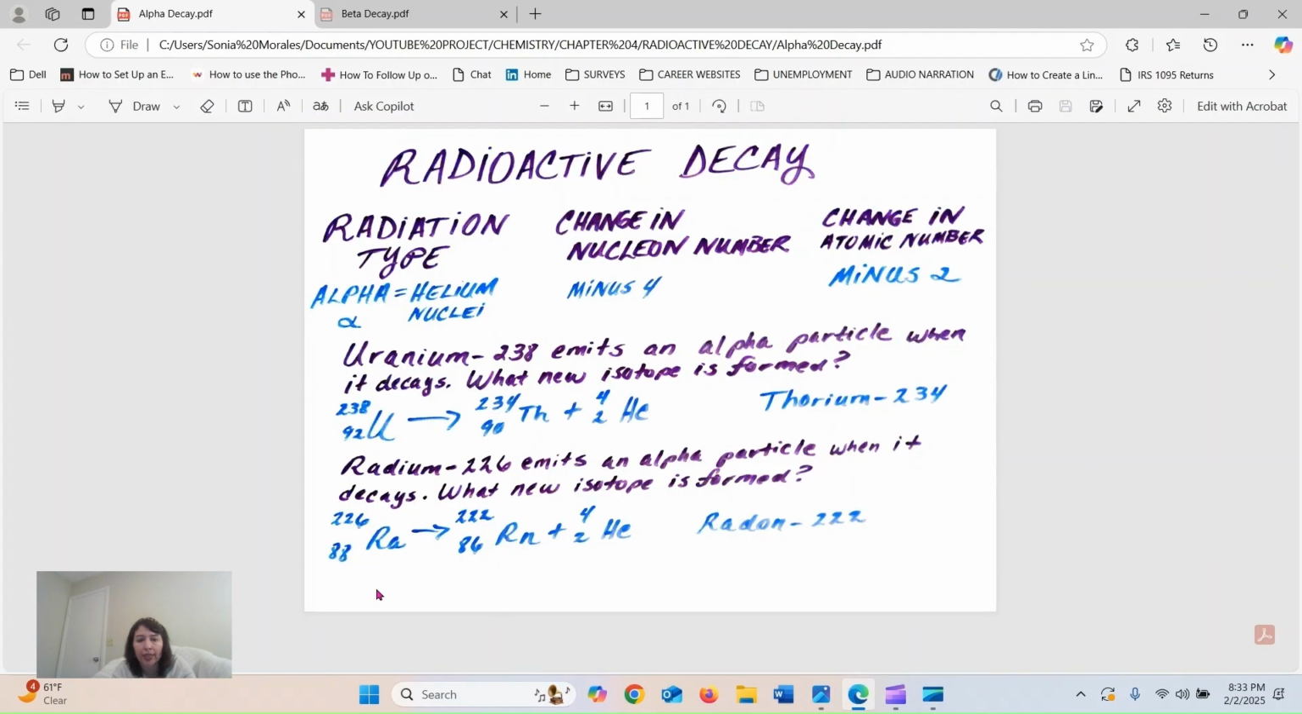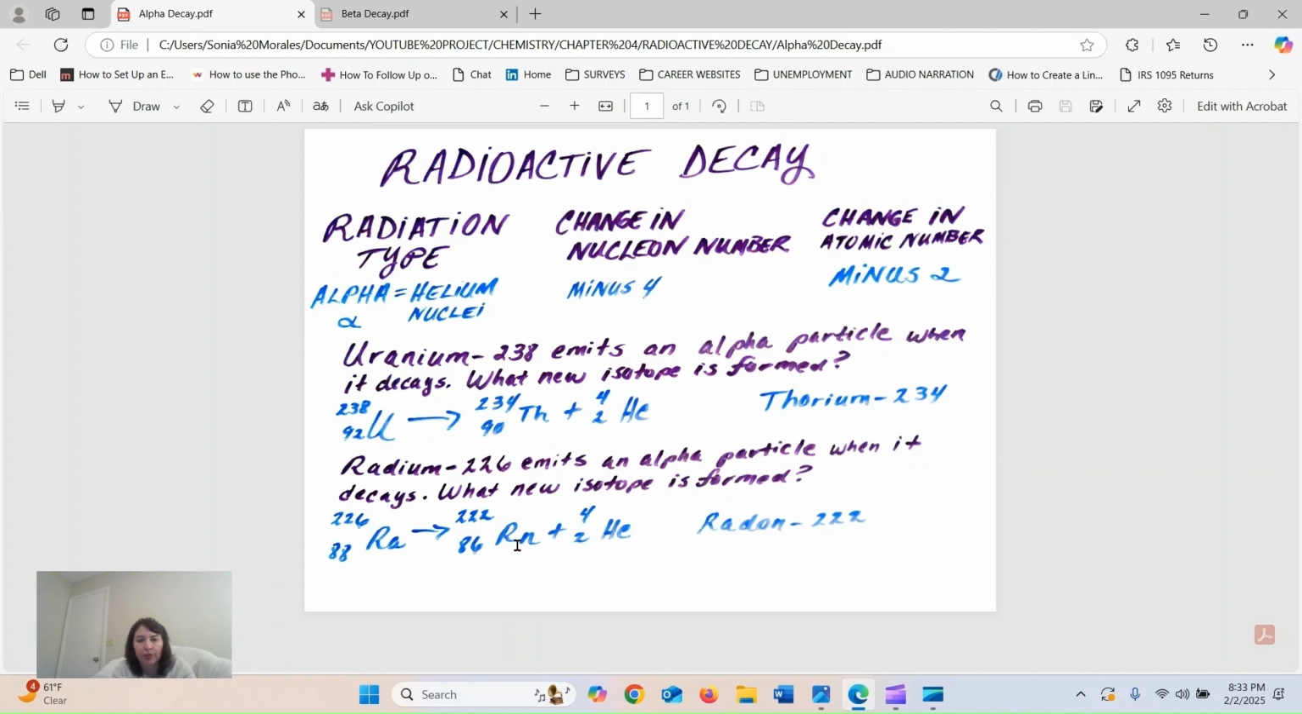So that being said, we already discussed this part, how we get the helium, so I'm not going to go over that. We already discussed it in this problem. And now you're going to add, okay, so how do we come up with the change in nucleon number? Well, you take this 226 minus 4 to get 222. And the change in atomic number is this 88 minus 2, which gives you 86.